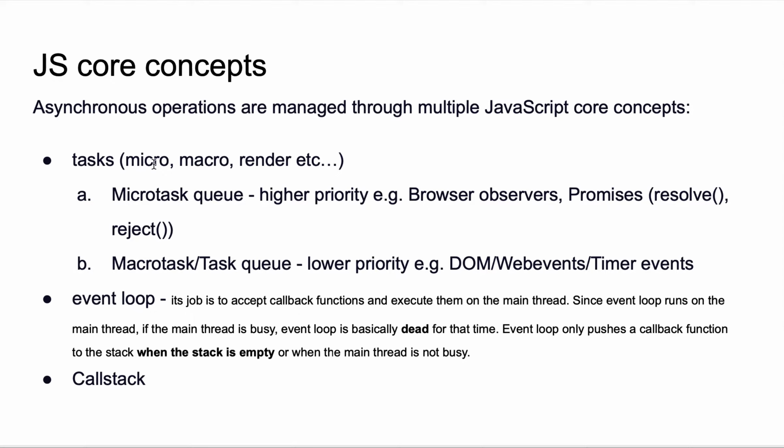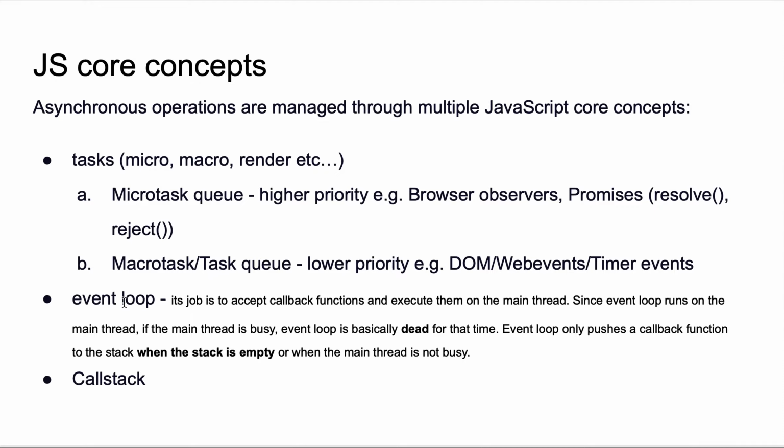Okay, so tasks: micro, macro, render. These are different kinds of tasks. Micro task and macro task have different priorities. Browser observers and promises have higher priority, which comes via the micro task queue. Then you have the macro task queue, which is lower priority: DOM events like timer events, setTimeout events, something of that sort.